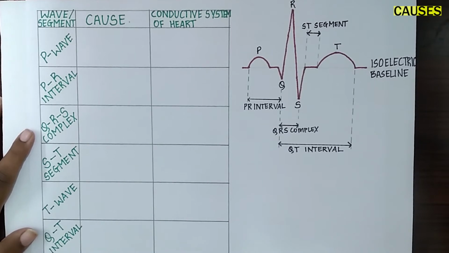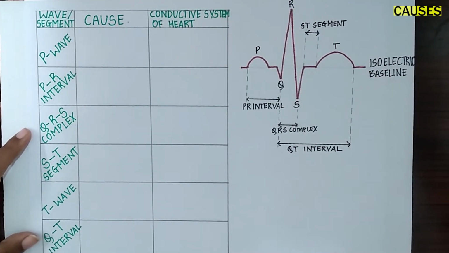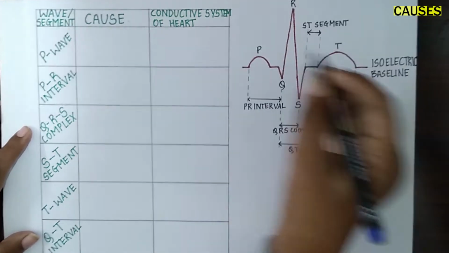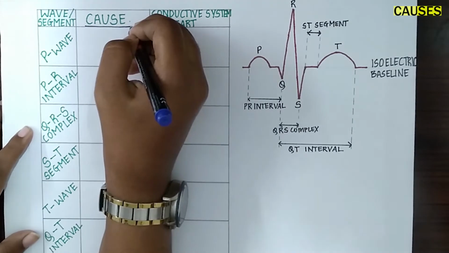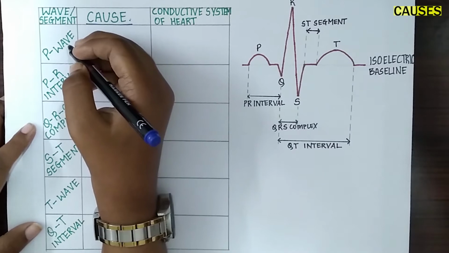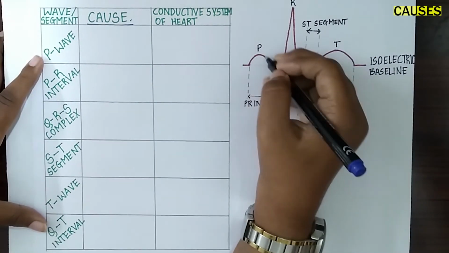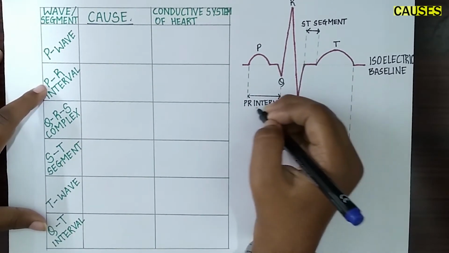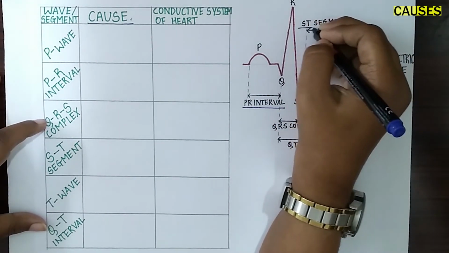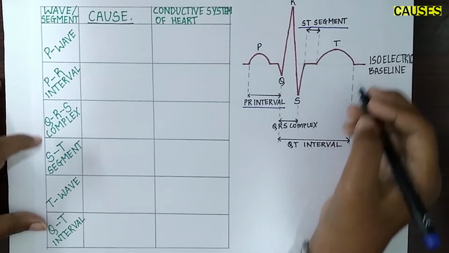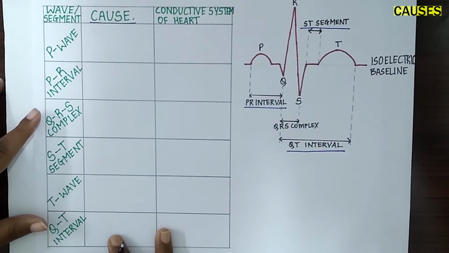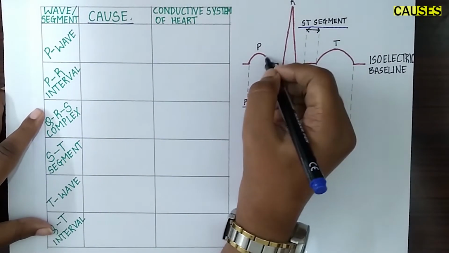So now coming to the second last and the most important part of this video, that is what do these waves and intervals of ECG actually represent. So to make it simple, I have written down about the waves and segments in the sequential form, that is P wave, then we have PR interval, then QRS complex, ST segment, T wave, and lastly we are going to see about QT interval. So now let's get started.